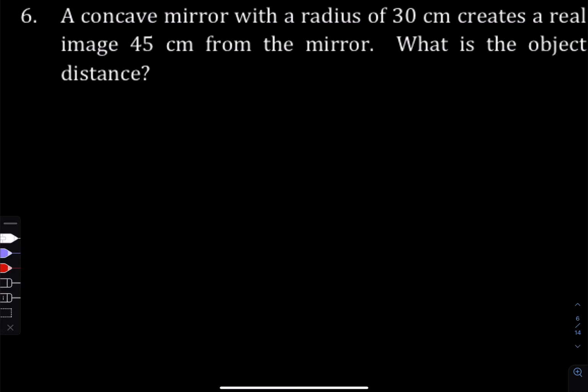with a radius of 30 centimeters creates a real image 45 centimeters from the mirror. What is the object distance? So go ahead and try this one. And keep in mind, I said this earlier. For a lens or a mirror, the focal length is equal to the radius divided by 2. So if that's a little hint, you need to get started on this. Go for it.